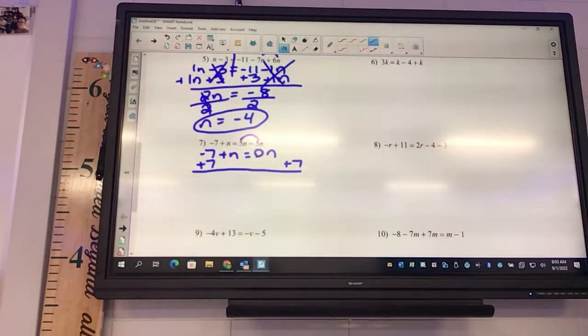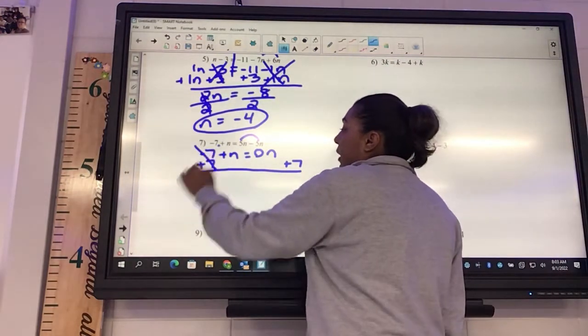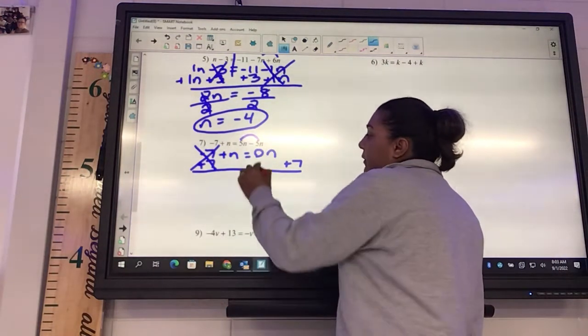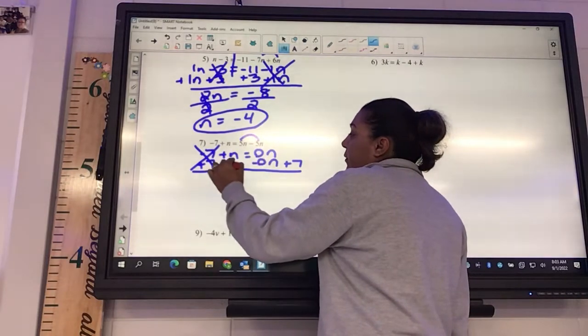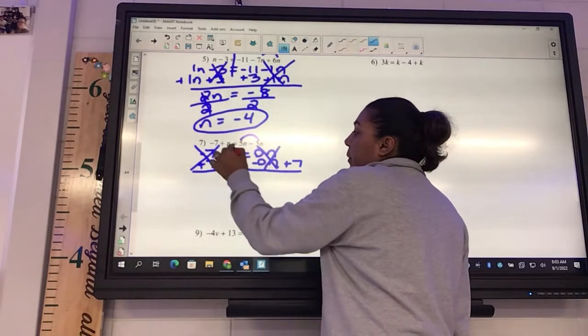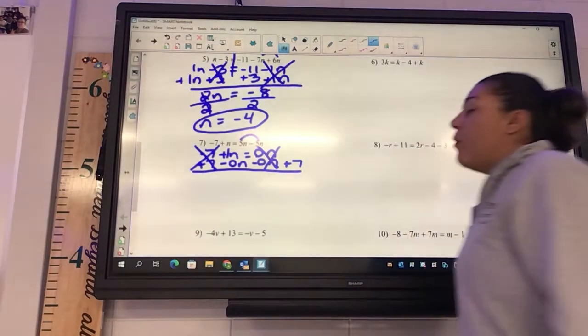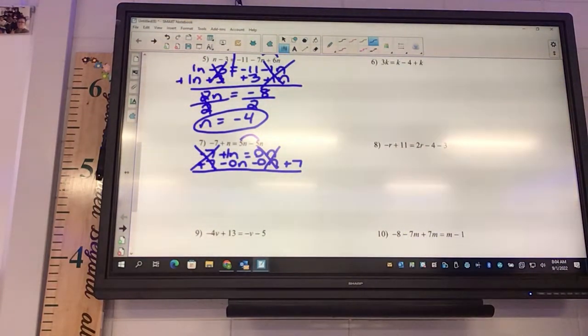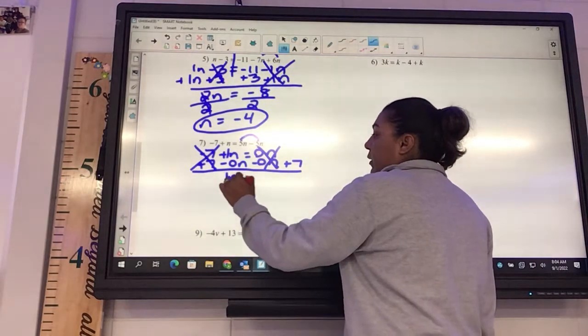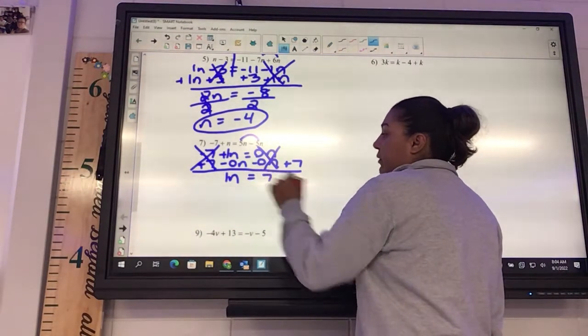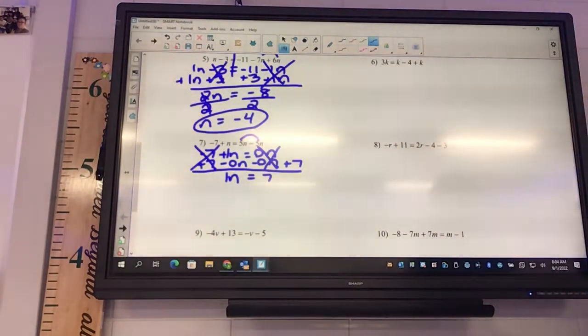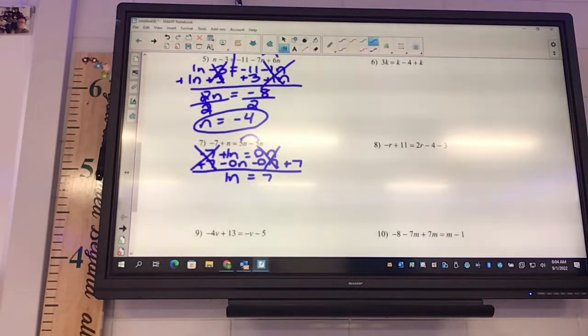What else needs moved? The 0n. Okay, 0 is one of those things that doesn't matter if you add or subtract, so we can say minus 0n. And I'm going to put a 1 in front of this n. Positive 1n minus 0. 1n. And then I have a 7 over here. What's your last step always? Divide by 1.